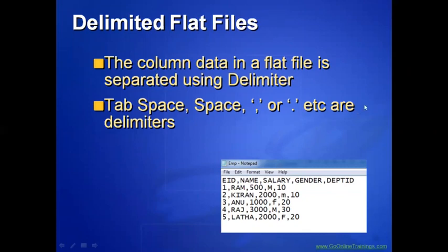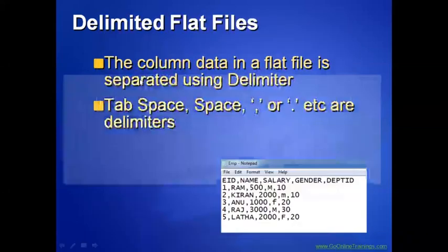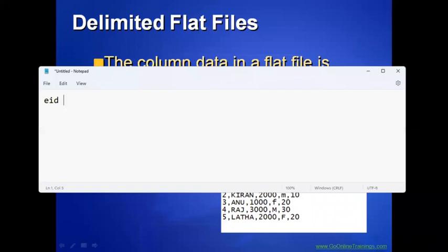When you put a comma, it is called a comma delimiter. That is a CSV file. Clear? You can also put a space, tab space, anything you can have. Sometimes we will create values like this: employee ID, single space, name, single space, salary. 1, single space, RAM, single space, 1000. 2, single space, Sita, single space, 2000. So this is a space delimited flat file, single space. Or we can have employee ID, tab space.